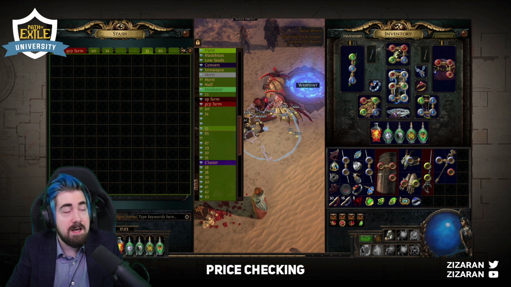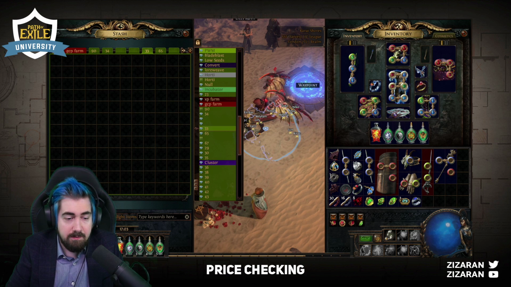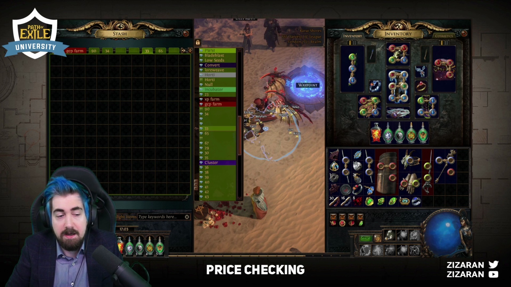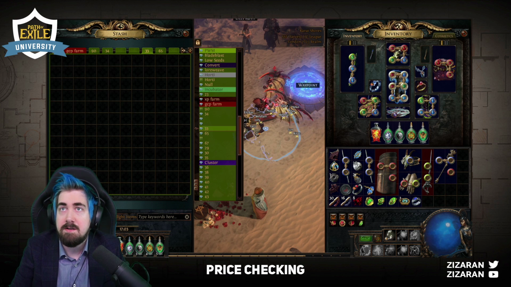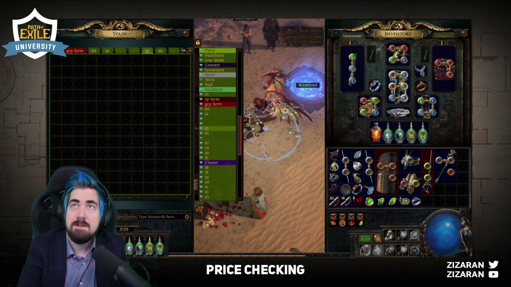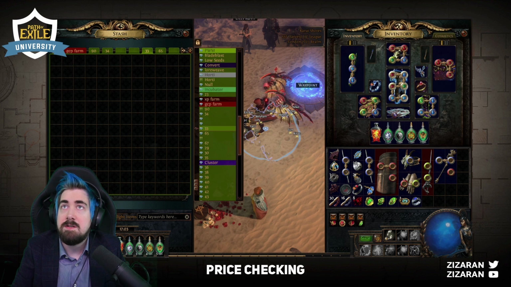Today we are going to be covering price checking. So how do you figure out what the item you have found is worth? Alerts and everything are off for this. That is what we're going to talk about today.